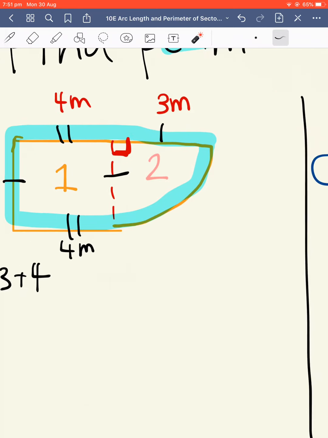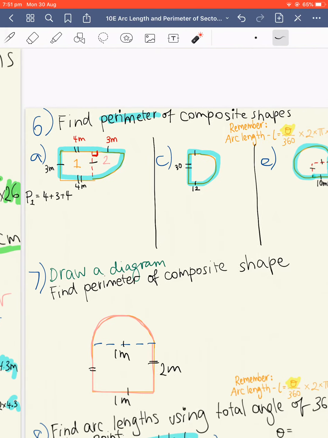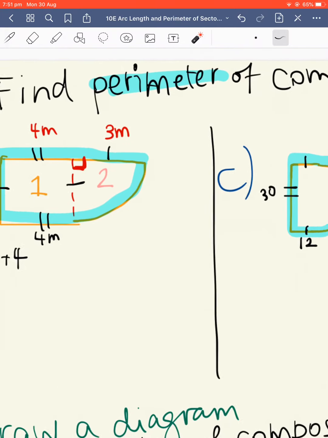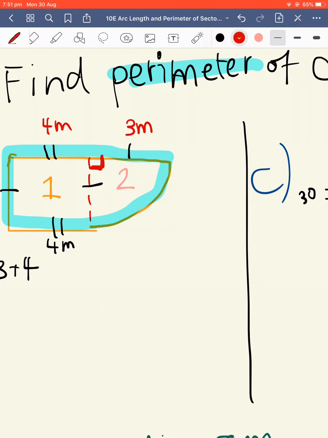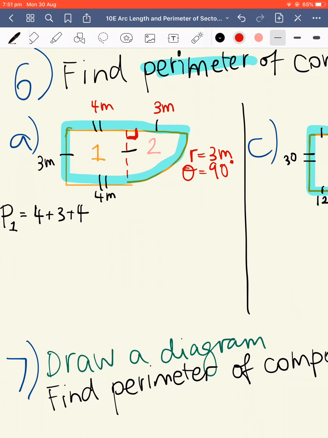A couple of things we need to be aware of. We are using this lovely formula just over here. We have our angle, which is 90 degrees, and we have our radius, which is 3 meters. Let's write that information down so we don't get confused. So my radius is 3 meters, and my angle for this one is 90 degrees.